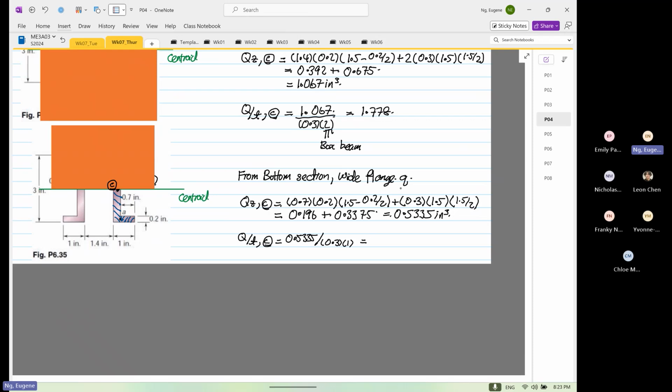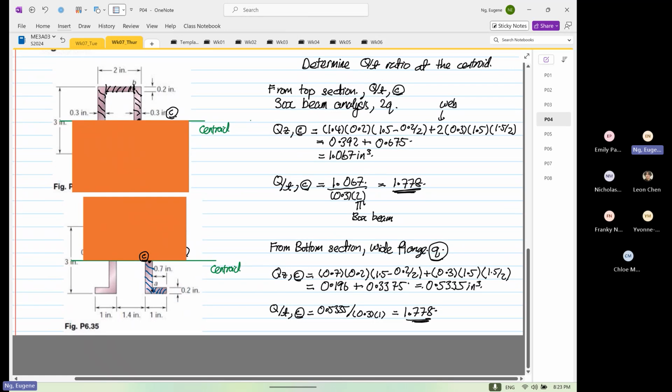And 1, okay, because you only have Q. So 0.5335 divided by 0.3 is 1.778. And this 1.778 is the same because either you take it from the bottom or from the top, the answer will be the same. How the sequence flow in the analysis is different because at the top is a box beam, at the bottom is a wide flange, but at that point, that value is exactly the same.